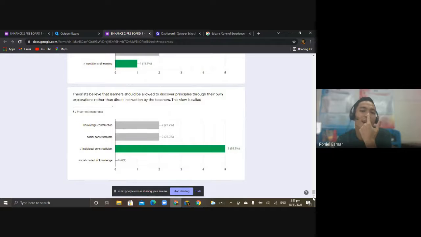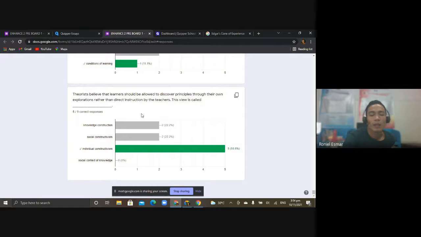Next, last item, finally. Theorists believe that learners should be allowed to discover principles through their own explorations rather than direct instruction by the teachers. This view is called, the correct answer is individual constructivism.